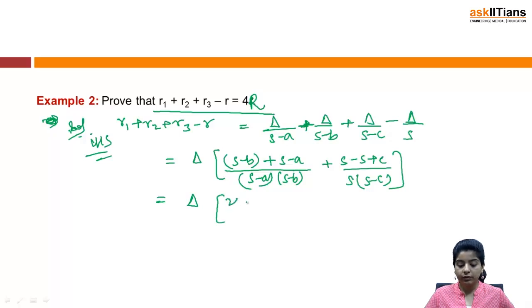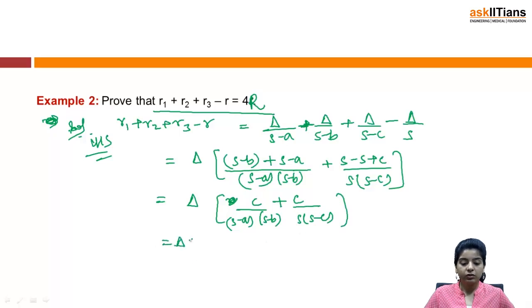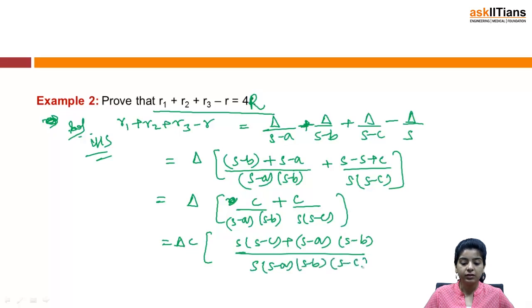We are left with 2S minus A plus B. Finally, we are left with C, and here also we are left with C. Here I have S minus A, S minus B, and here I have S, S minus C. So now I can take out C also common, so I am left with S, S minus C plus S minus A, S minus B, by S, S minus A, S minus B, S minus C. So this can be written as delta square.